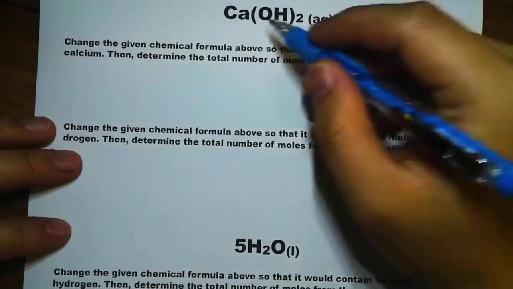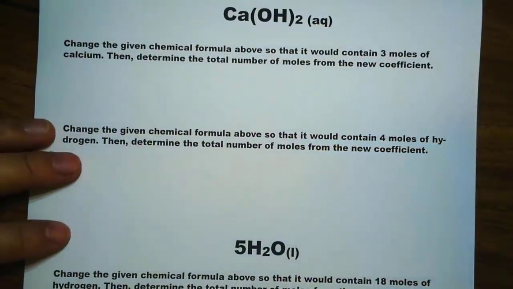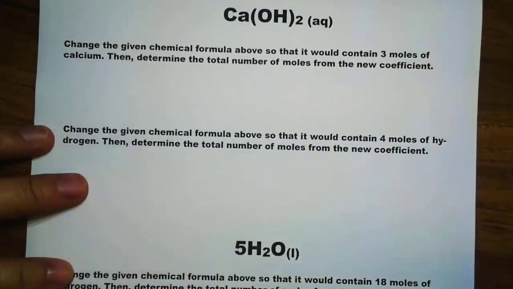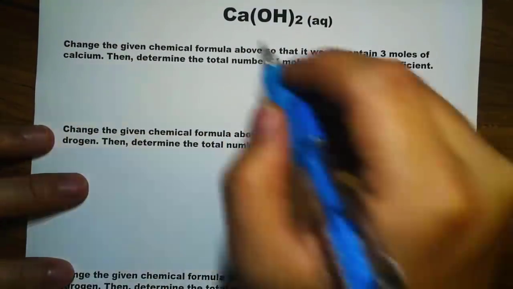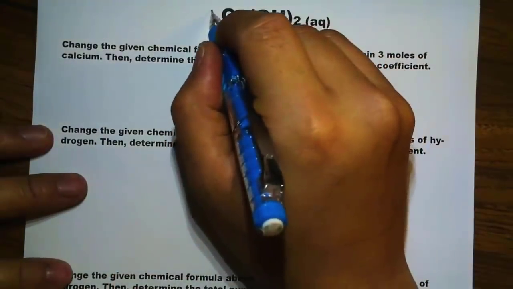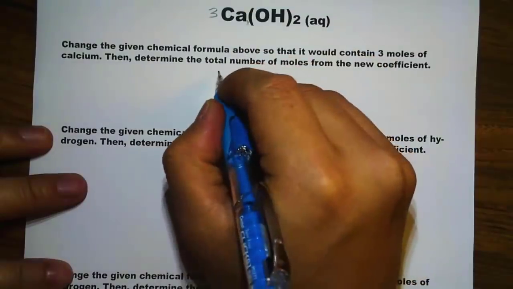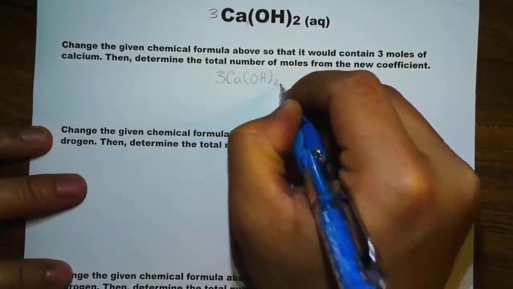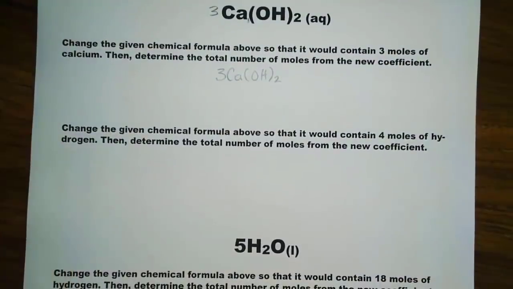Let's try another problem. Here we have calcium hydroxide. Change the given chemical formula above so that it will contain 3 moles of calcium. So notice how calcium right there, the subscript is 1. So we need 3 of that. We had to put a 3 there. So our answer is going to be 3 CaOH2.